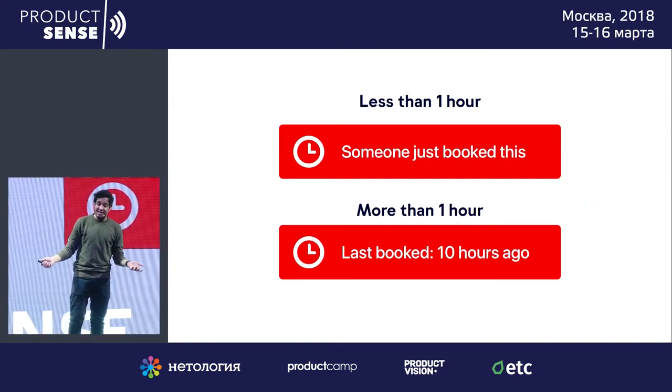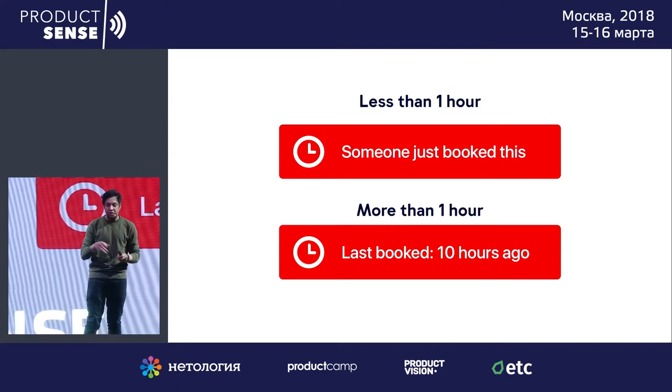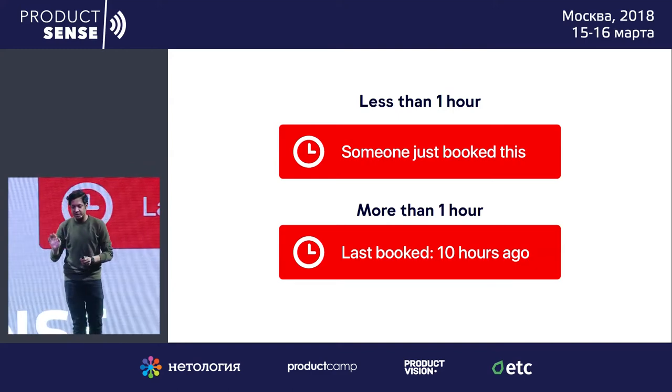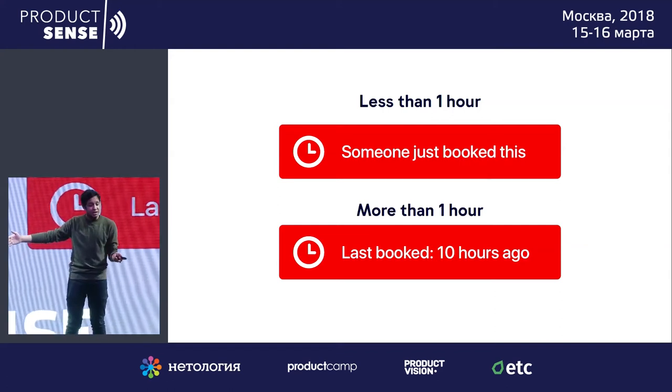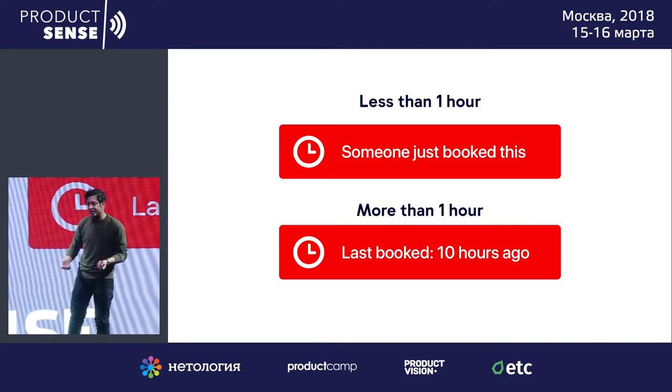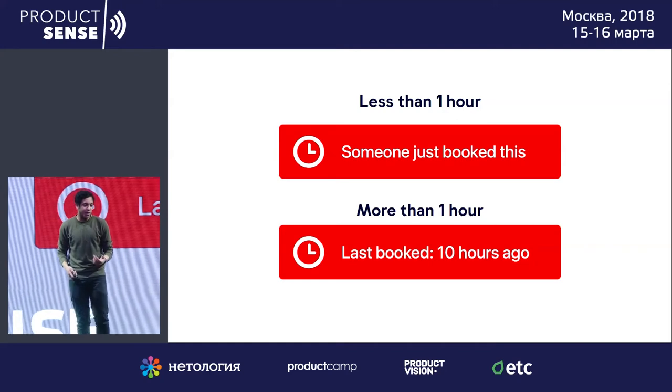So if it was less than 1 hour ago, someone just booked this. And when they hover over that, it says it was booked 42 minutes before, or whatever the time was. And if it was more than an hour, we say, hey, it was this time span. It sounds like a silly change, right? It sounds like a no-brainer.